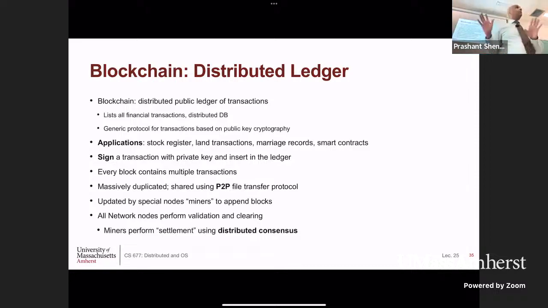Blockchains can be used beyond cryptocurrencies. Just a public database. They could be used for all kinds of other uses, like public land records and anything that's public record, you can put into a blockchain if you don't want a central authority to keep it. Okay? If you want a decentralized authority, you can use this layer. The most common use is in cryptocurrency, tracking financial transactions. For any other transactions, you could use marriage records, land transactions, stock registers, smart contracts that are public. You can all track this.